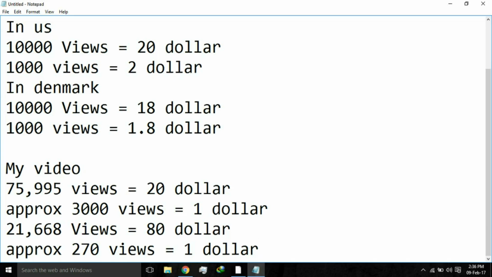is less played. But my first popular video, GTA 5, is played much in India, but in other countries it was not played much. So this was the criteria and how many views or how many dollars you get on views.